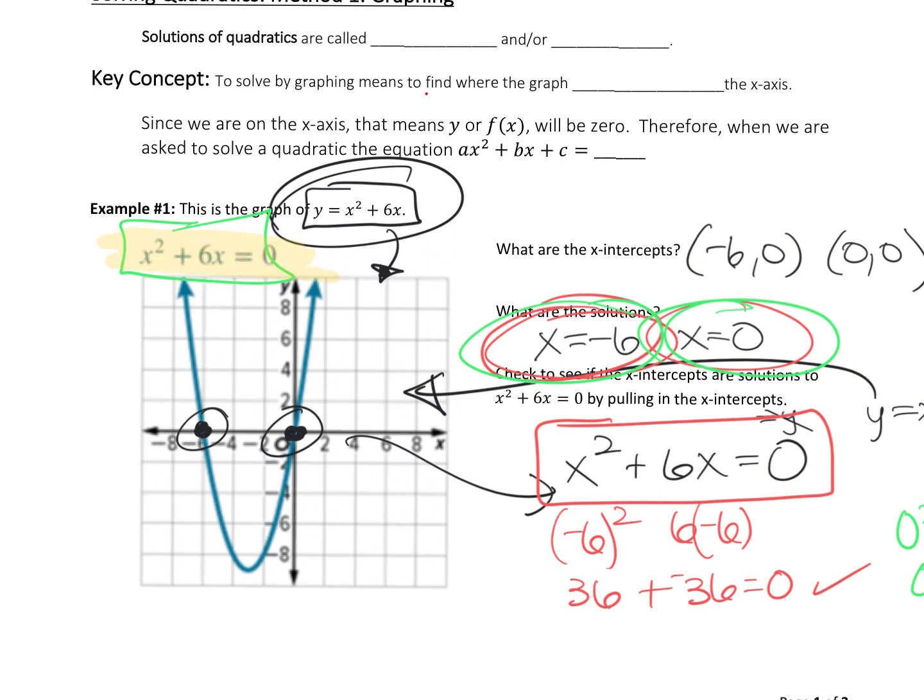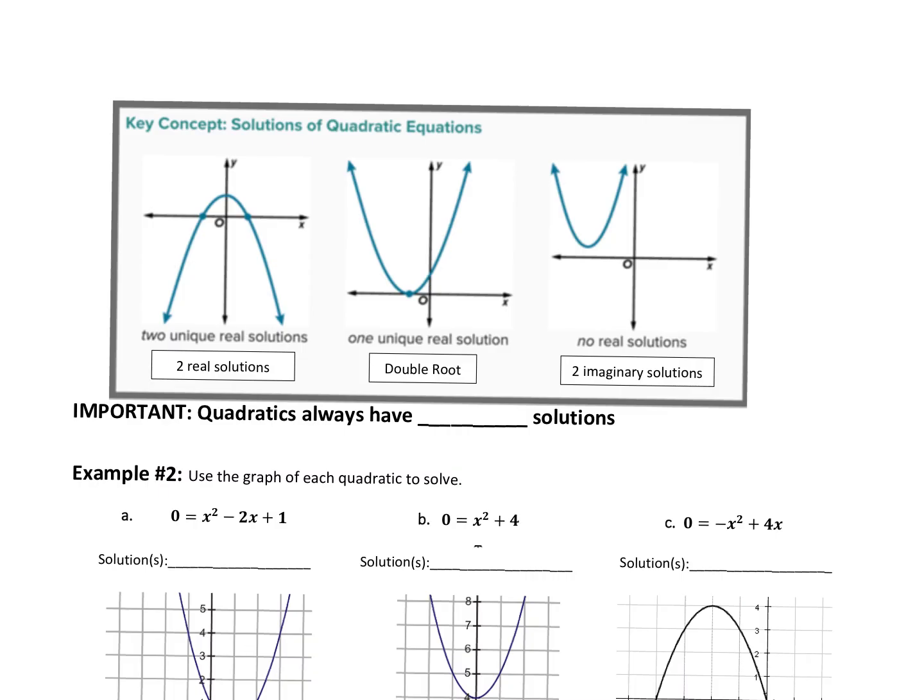A way to find those solutions is to think of it like the related graph and then solve it by graphing, because you'll get the same answer. All right, if you guys go to the next page, we have some key concepts with quadratics.